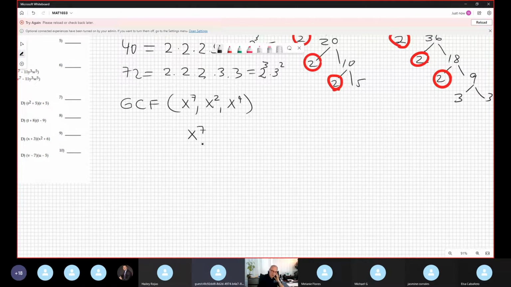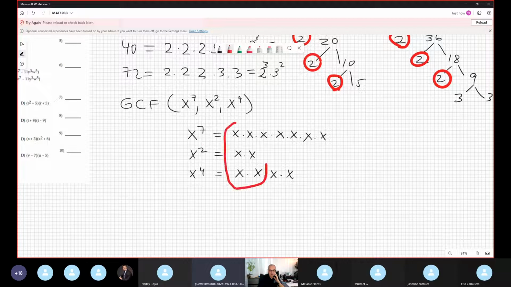x to the 7 is 1, 2, 3, 4, 5, 6, and 7 x's. It's the multiplication of 7 x's. x to the second is just 2. Nice. I like that. And x to the 4 is 1, 2, 3, and 4. Basically, what is the common part? Oh no, the common part is 2 x's. So basically it is x squared. Conclusion, you don't need to do that part. The shortcut is you take the smaller exponent. The smaller exponent is the greatest common factor.